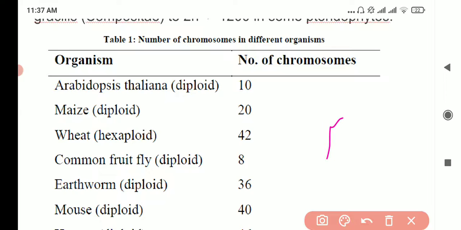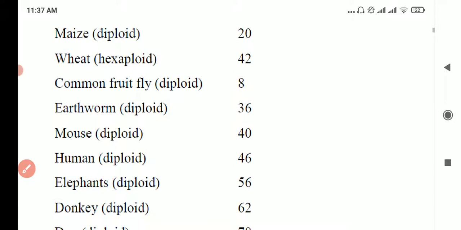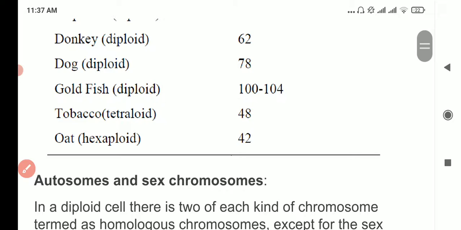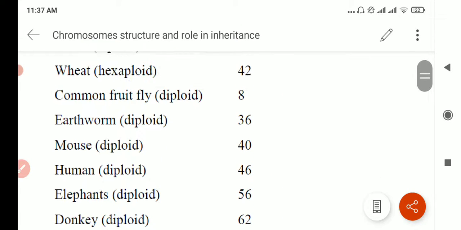Okay, there are some more examples. Wheat is a hexaploid, has 42. So you divide by 6, the haploid set is how many? 7, right? Then tobacco is a tetraploid, 48. Then you divide, how many will it have in the haploid phase? Then oats is hexaploid again. So these are some more examples.